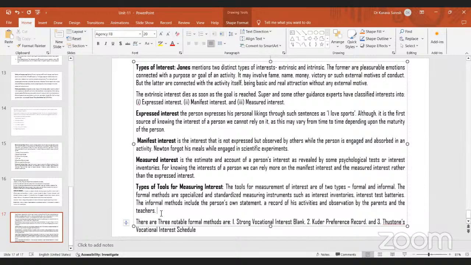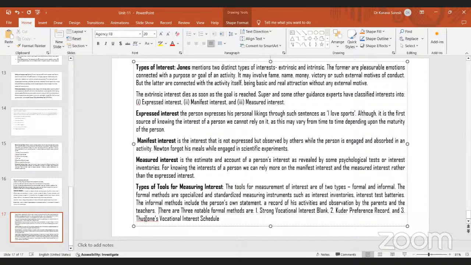There are three notable formal methods: the Strong Vocational Interest Blank, the Kuder Preference Record, and the Thurstone Vocational Interest Schedule. That covers the aptitude test.